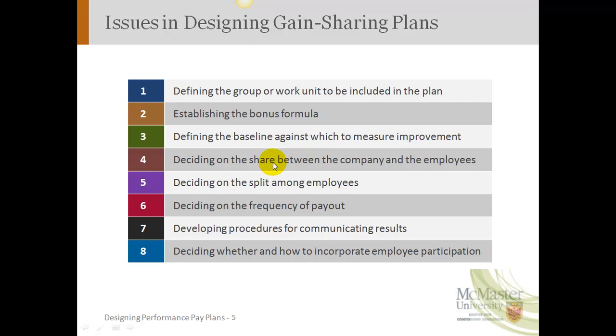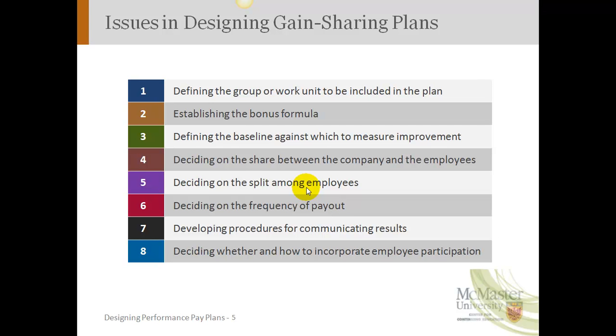We mentioned earlier, item number 4 here, determining the share between the company and the employees. Is it going to be a 50-50 split in savings? Is it going to be 25-75? What's it going to be? Okay. And look at the split among employees. So which employees are going to be eligible to share in the cost savings? Under ImproShare, if we save labor costs on every unit of output, who is eligible to participate in it, right? And what's the split going to be?